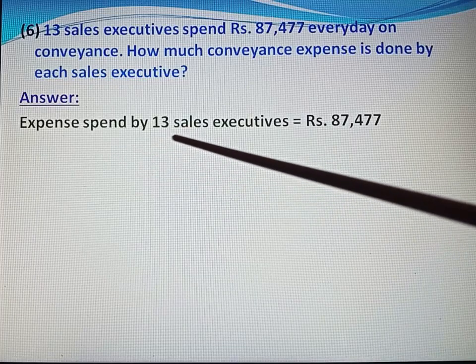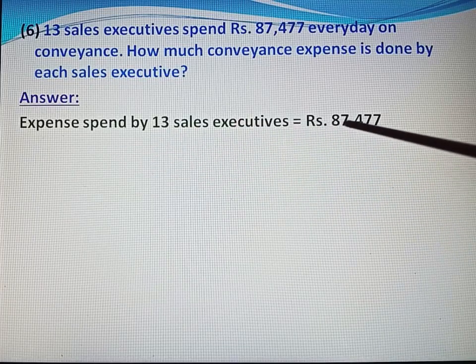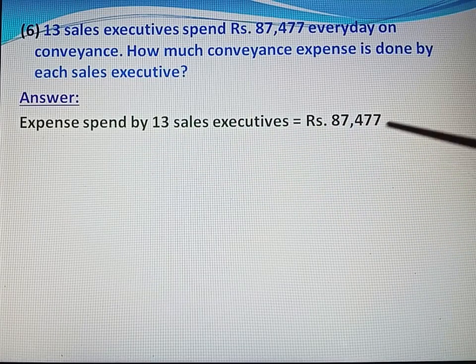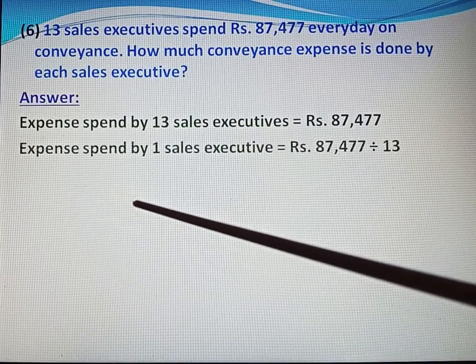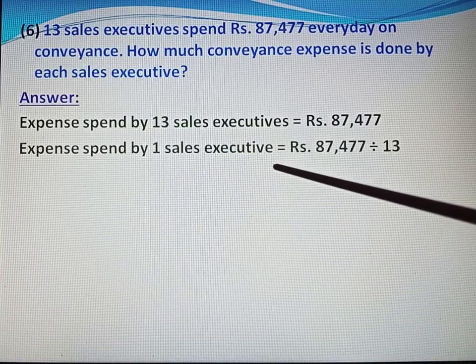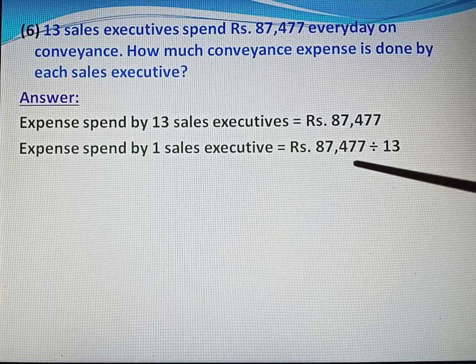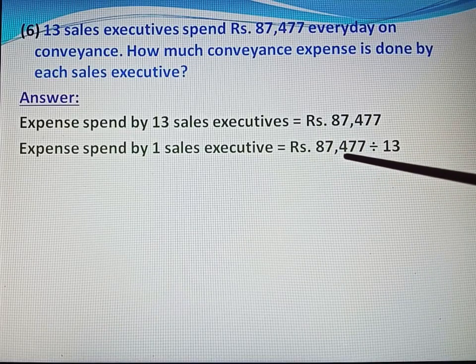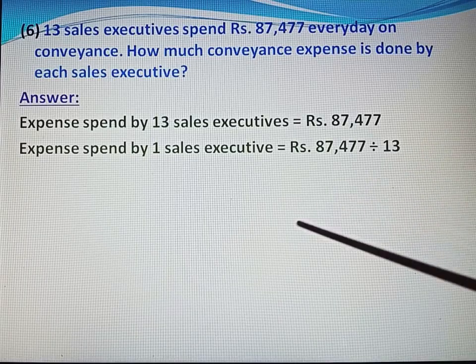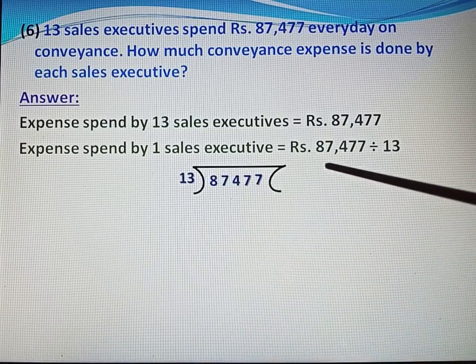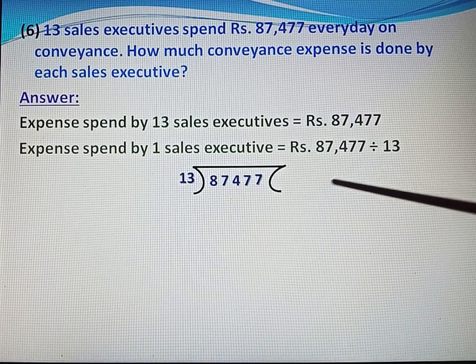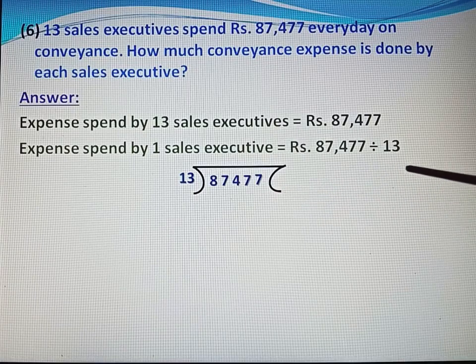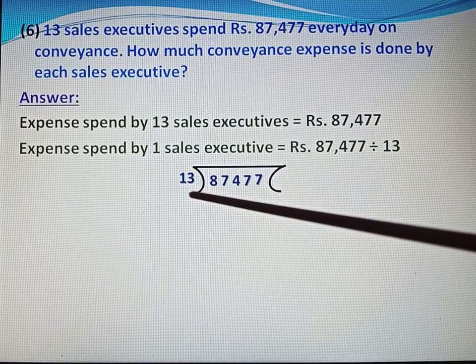See, expense spent by 13 sales executives equals rupees 87,477. So expense spent by one sales executive equals rupees 87,477 divided by 13. We will divide 87,477 by 13. See, 87,477 is the dividend, so we have written it here, and 13 is the divisor, so we have written it on the left side.